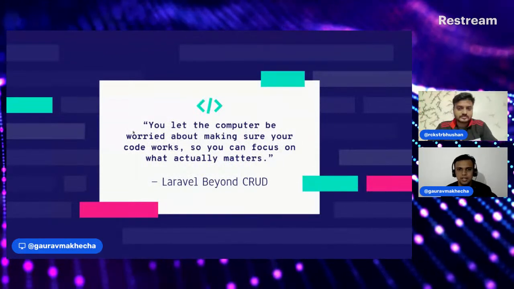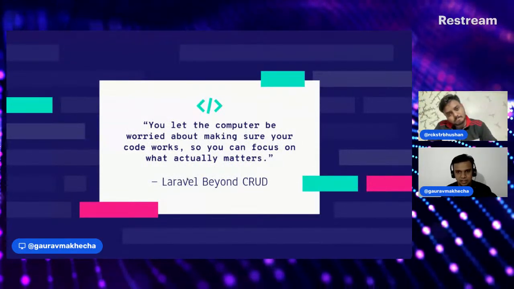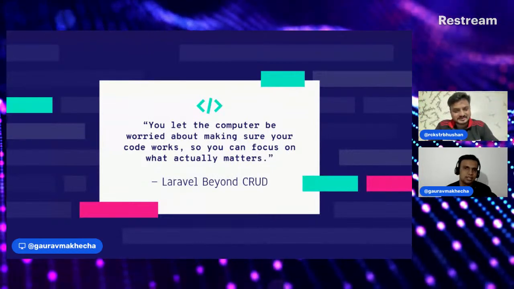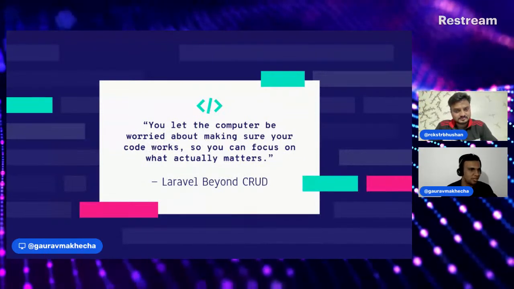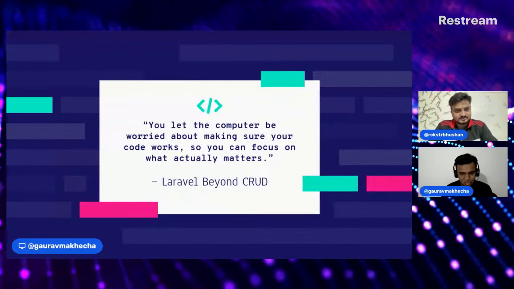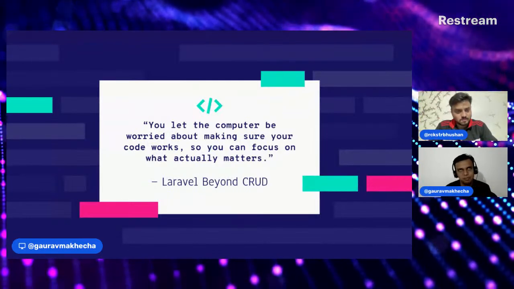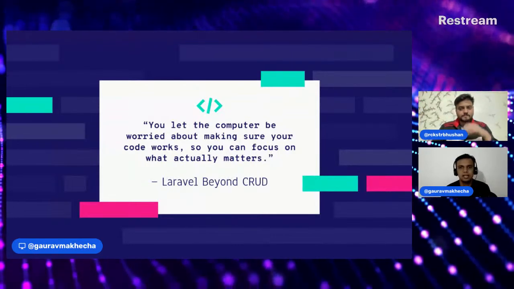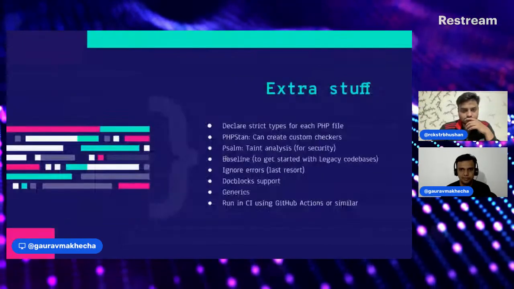Yep, perfect. So in short, this is a very good line from the Spatie guys in their book Laravel Beyond CRUD. It says you let the computer be worried about making sure your code works, so you can focus on what actually matters. You may find this tool a little hard in the beginning because you are looking at it for the first time, but if you play with it a bit, you'll get very used to it, and it will surely help you speed up and save you from lots of bugs, right?